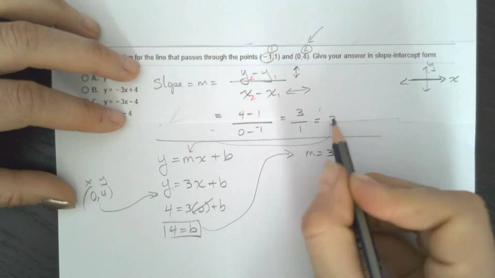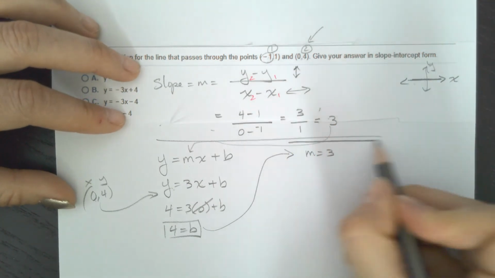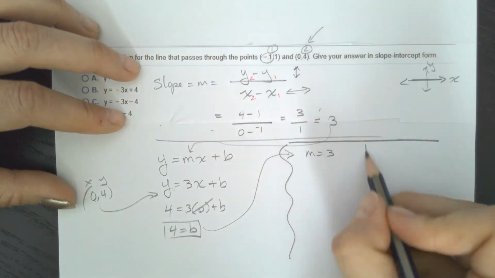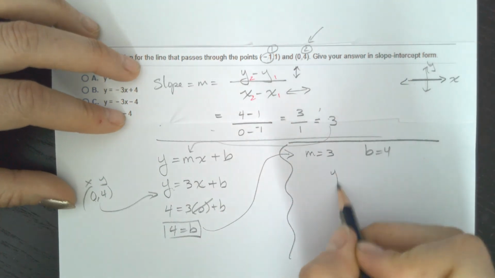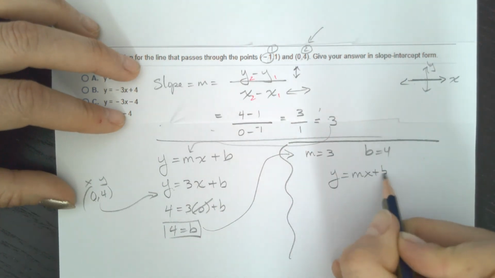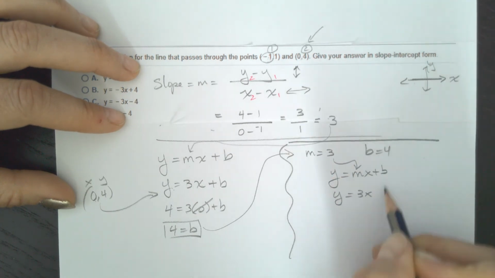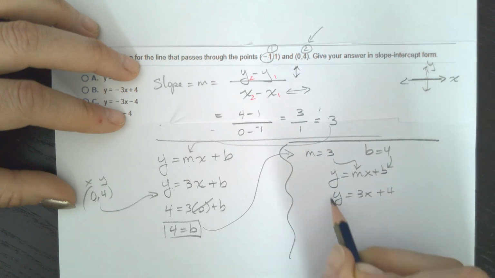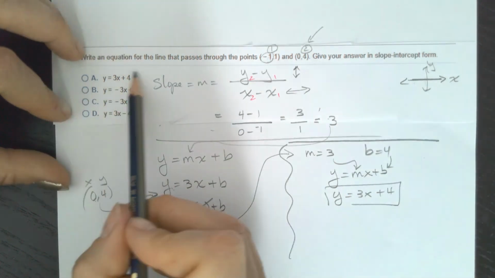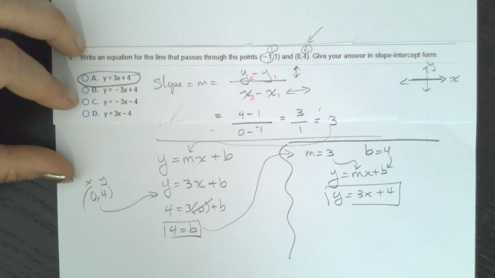Okay, so now I know my slope. My slope equals 3 from before. I know b equals 4. What's my favorite equation? And now I just substitute them in. There it is.